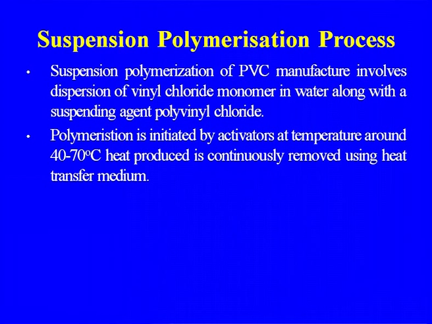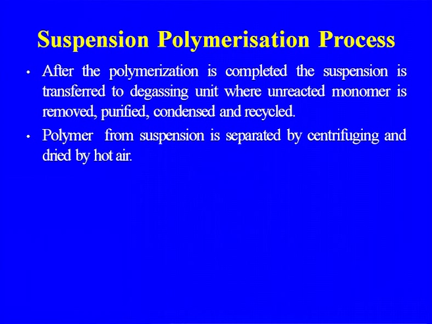After the polymerization is completed, the suspension is transferred to the degassing unit where unreacted monomer is removed, purified, condensed and recycled. Polymer from the suspension is separated by centrifuging and then it is further dried by hot air.